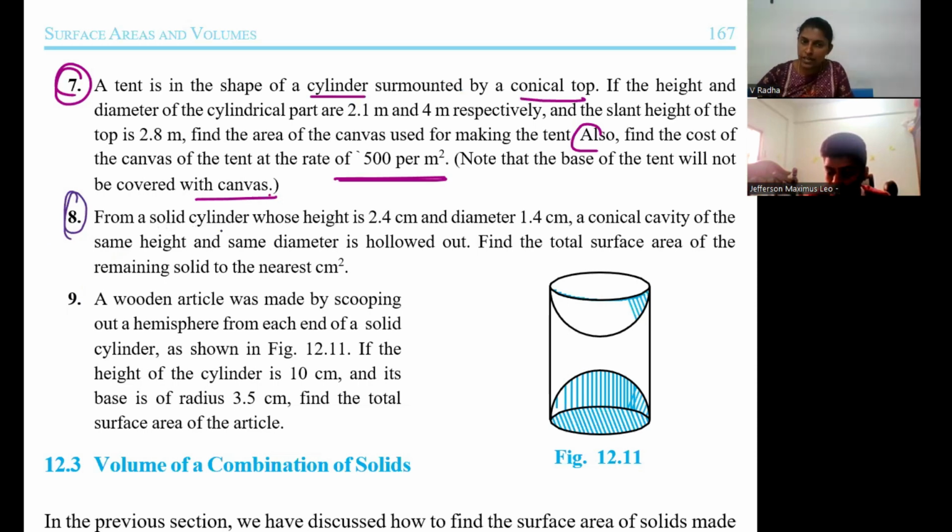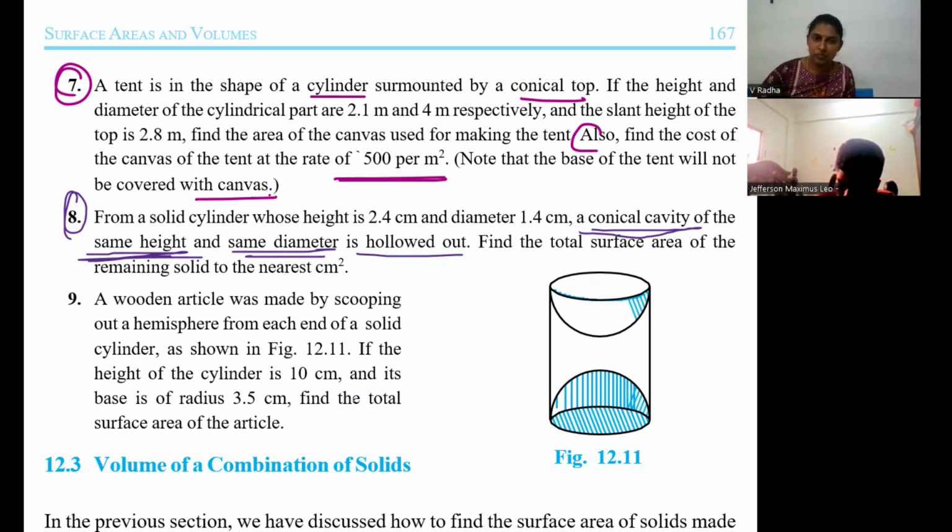Actually, here is a solid cylinder. Measurement is given. It's a conical cavity. So conical cavity means that the conical portion is inside the cylinder. Of the same height, this is very important. The same height and same diameter is hollowed out. These are hints for you. Actually, a small mistake is there. Read the question, I will show the question again.